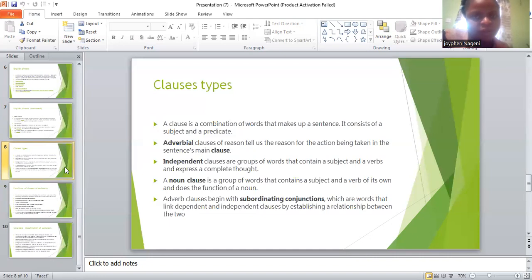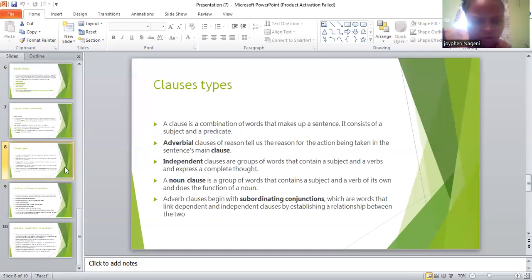It doesn't have a verb. It just has a group of words. But the clause type is in the form of a sentence. It's something understandable. So a clause has a subject and a finite verb. If it does not have a finite verb, that's not a clause.